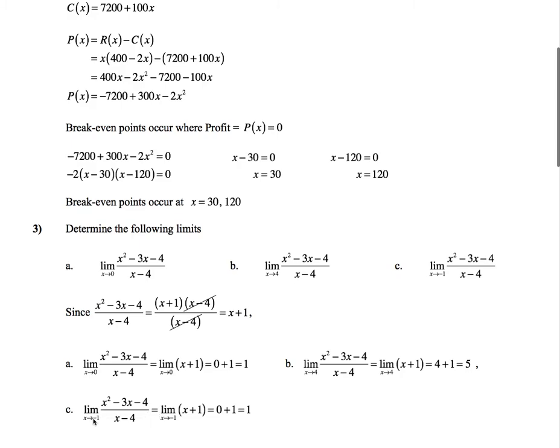And finally, the last one is the limit as x approaches -1. And so once again, it's the same function, so we have the same reduced version of the function here. We substitute -1 here, and -1 plus 1 is 0, and 0 plus 1 is 1. So those are our three limits.